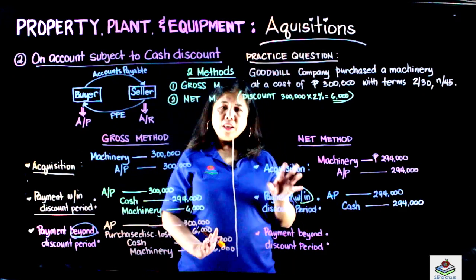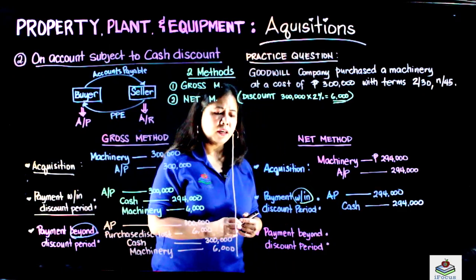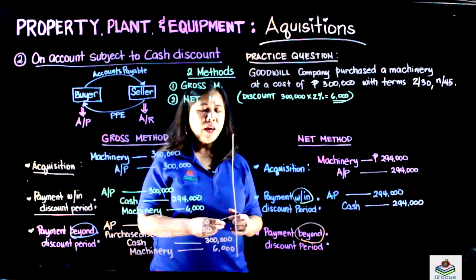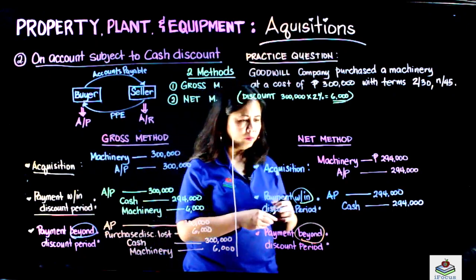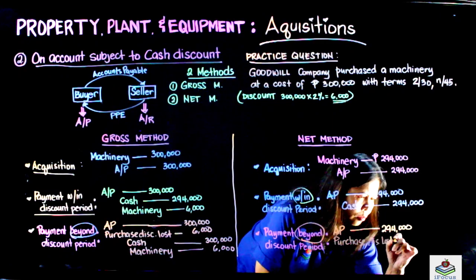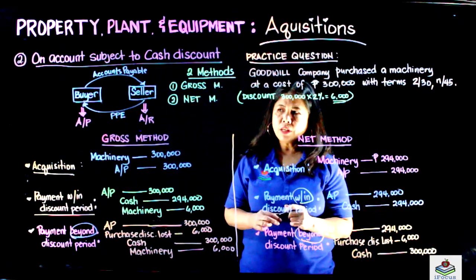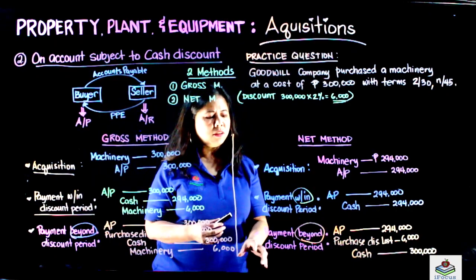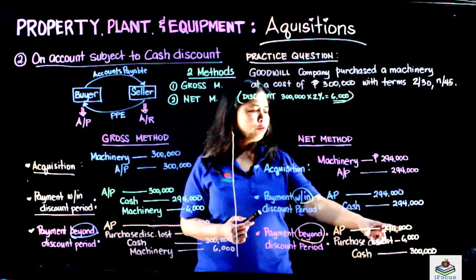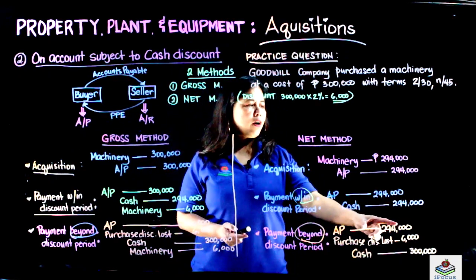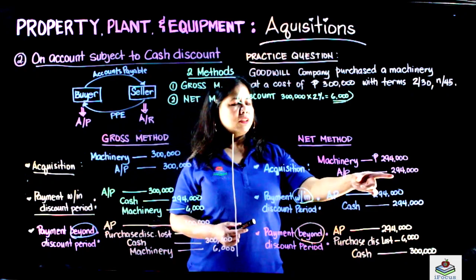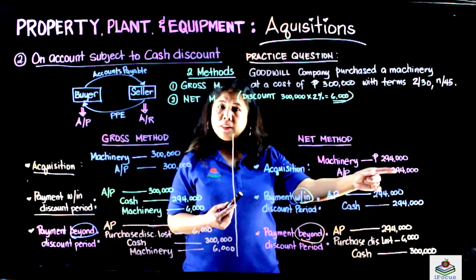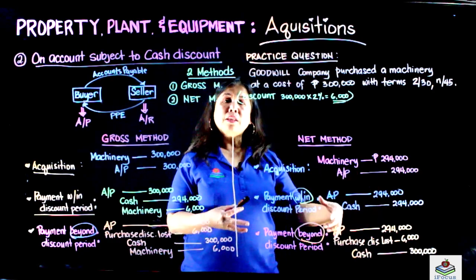On the other hand, sa net method naman, ang entry natin kapag nagbayad ang company beyond the discount period, the entry will be debit to accounts payable. Alright, so the entry on the net method is kapag nagbayad ang company beyond the discount period, we debit our accounts payable of 294,000. 294,000 kasi ang nirecord natin na liability natin nung in-acquire natin ang ating machinery. So yan din ang ika-cancel natin na amount kapag nagbayad na tayo.